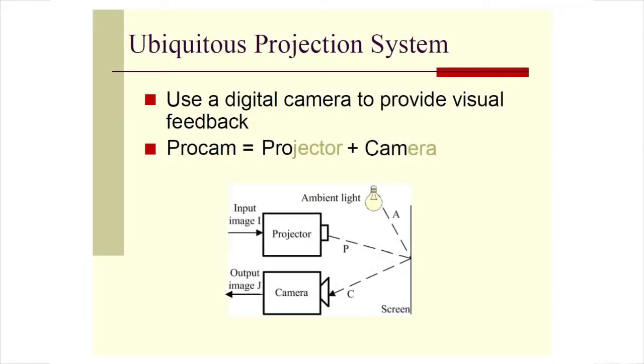Let's try to see how this problem can be solved. Because the surfaces are different, they have different properties. Now we have to understand what projection surface we are using. In other words, to solve the problem, we had better equip the system with a camera. So we add a camera to the projector.